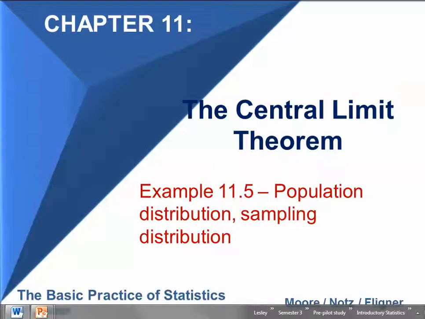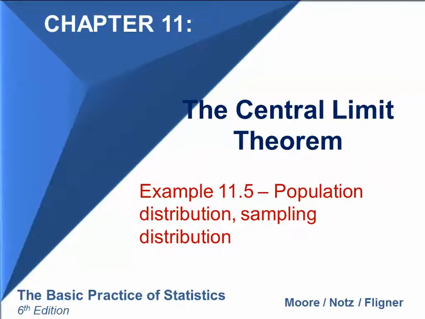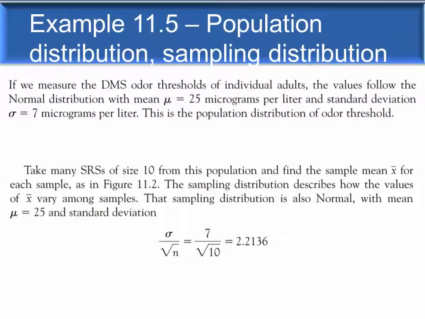In this video, we're going to be going over example 11.5 from chapter 11, population distribution versus sampling distribution. In this problem, they say if we measure the DMS odor, which is something they had talked about in a previous example, but if we measure the DMS odor thresholds of individual adults, the values follow the normal distribution with mean equals 25 micrograms per liter and standard deviation sigma equals 7 micrograms per liter.